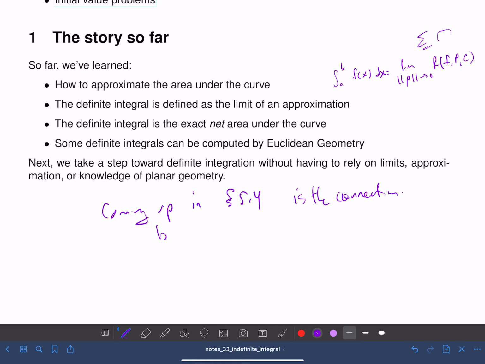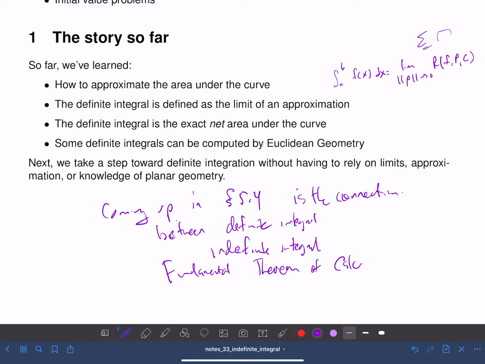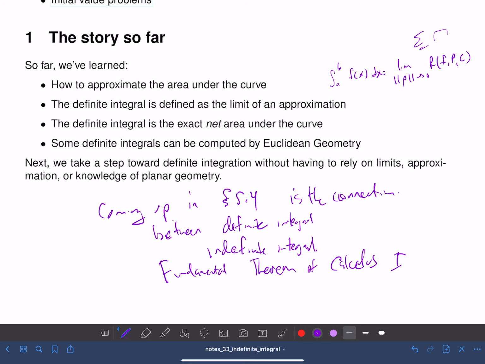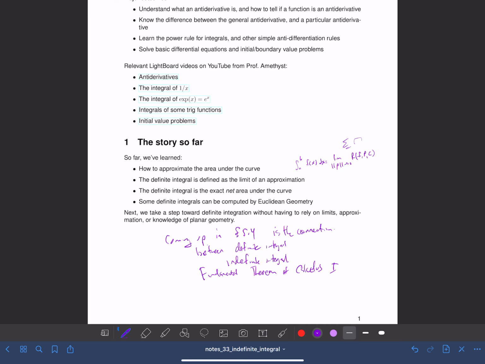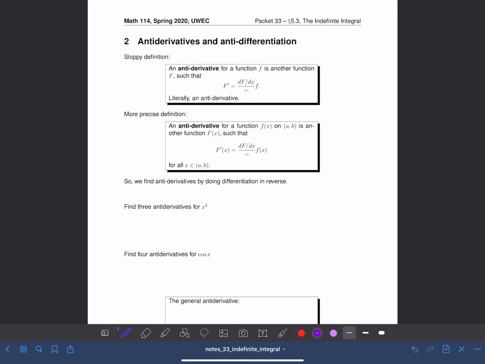And what connection? The connection between the definite integral and the indefinite. And that's what the fundamental theorem of calculus, Part 1, is. There are 2 parts to it. Okay. So let's start looking at what the indefinite integral is.